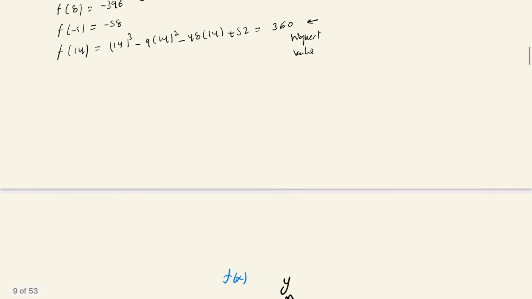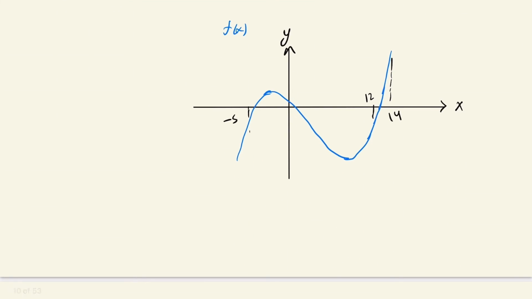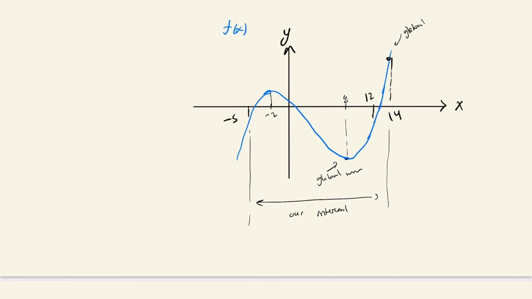Now this is the graph of the function again. Notice our interval here, it's between minus 5 and 14. Again, we have a local maximum at minus 2 and local minimum at 8. Notice here at 8 the same, it's a global minimum, but at 14, since now it's the highest value of the function, therefore it's a global maximum.